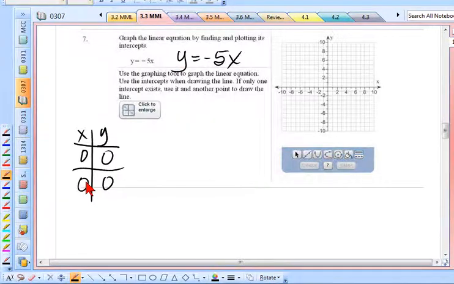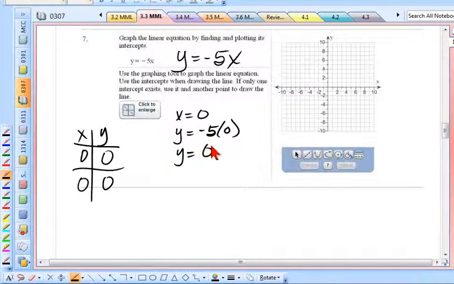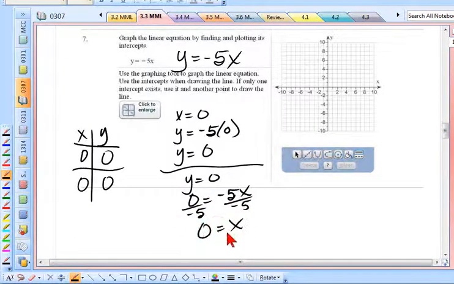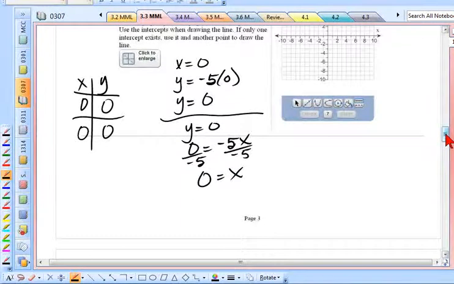I looked at both of these, and by the way, if you don't like the cover-up method, you've got y is equal to 0. That was one of them. And if y is 0, you have 0 is equal to negative 5x, divide by negative 5. I'm showing what we talked about. All right, so no matter which way I did it, I got 0, 0.